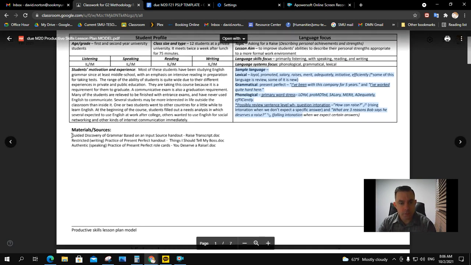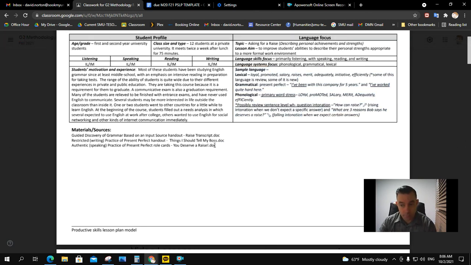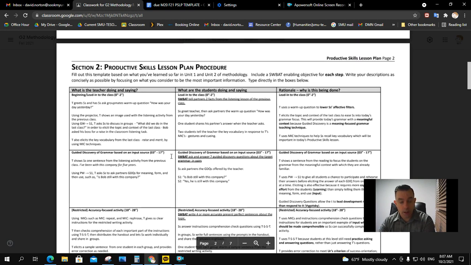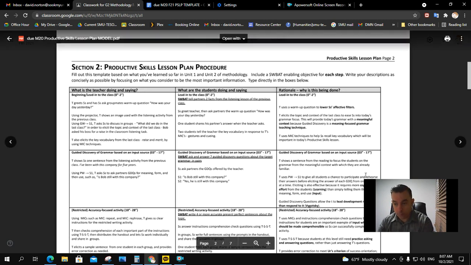The materials and sources, you can just list them if you feel like, as I mentioned earlier, it's clear enough. If you feel like it's clear enough in your lesson plan, you can just list them here, but if not, then you can attach them to be crystal clear. And so this is what section 2 could probably look like.